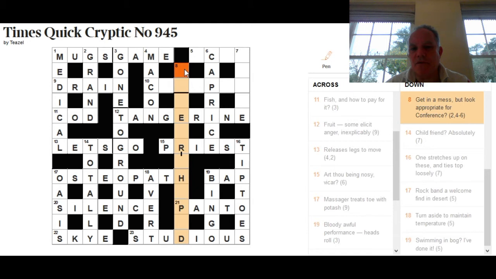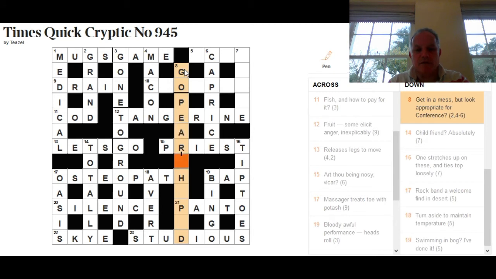reasonably modern phrase meaning to go badly wrong. And why does that look appropriate for conference? Well, note the capital C on conference. And this does require a little bit of general knowledge. There is one type of pear called a conference pear. And the rest of that clue is a kind of pun on being pear-shaped would mean you were appropriate to be a conference pear if you were pear-shaped.